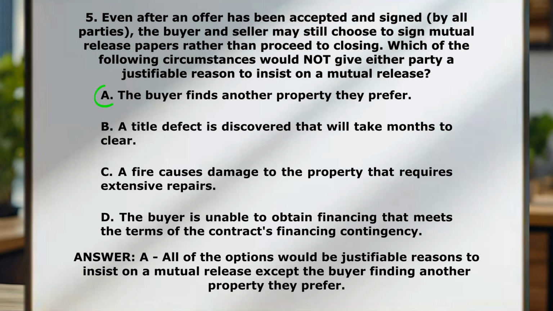The answer is A. All of the other options are justifiable reasons to insist on a mutual release, except the buyer finding another property they prefer. So just make sure with these questions that have a "not" to read it carefully and read the answers really carefully. Take your time on these ones because these are easy ones to miss just because you misunderstood the question.